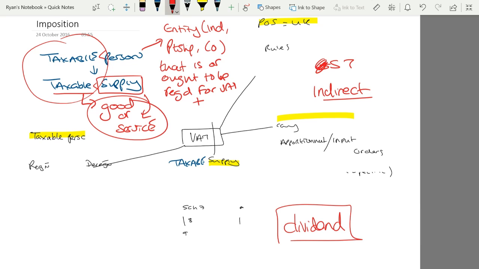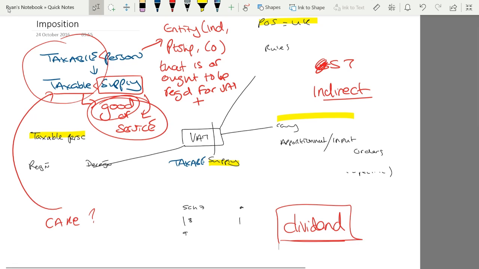Now, if I said to you, is the supply of a cake subject to VAT, then we know it's a good, but the question is, is it a taxable supply? And that's where we get into the actual aspects of VAT and the complications of VAT and knowing what is taxable and what isn't. Dividends in the first place is an easy answer because we know it's not a good or a service and therefore it can't be subject to VAT.